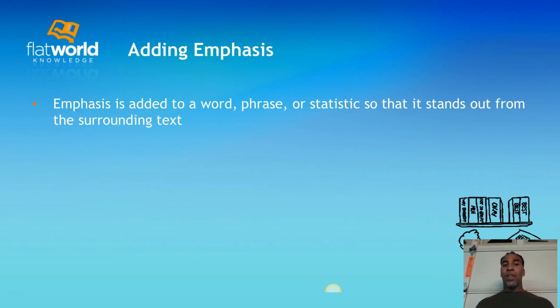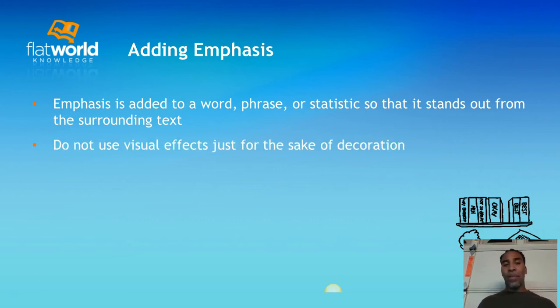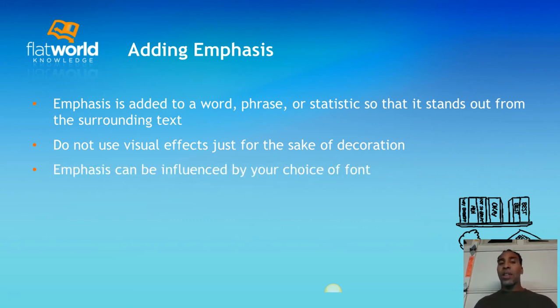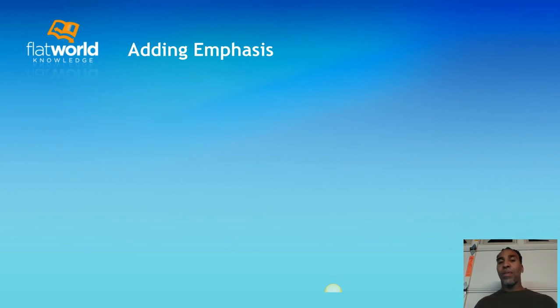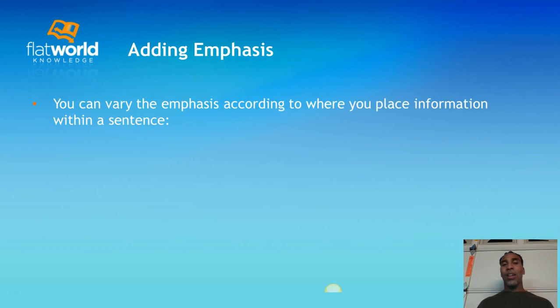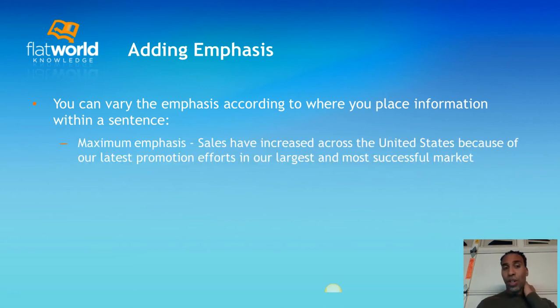Adding emphasis. Emphasis is added to a word, phrase, or statistic so that it stands out from the surrounding text, right? So you want to add that emphasis, that umph to it. Do not use visual effects just for the sake of decoration. Emphasis can be influenced by your choice of font, right? If it's super bold and red, galactic red, or something like that, they're going to look at things differently in relation to if you did it and it was just in black, regular Arial 12 font or something like that. You can vary the emphasis according to where you place your information within a sentence and also the punctuation.